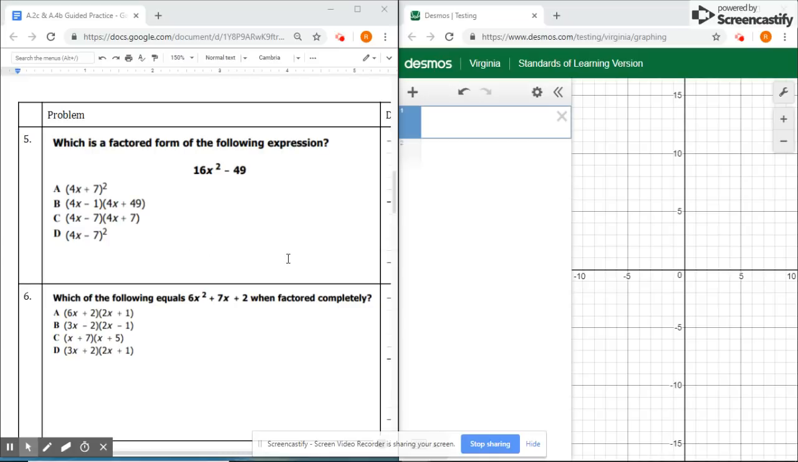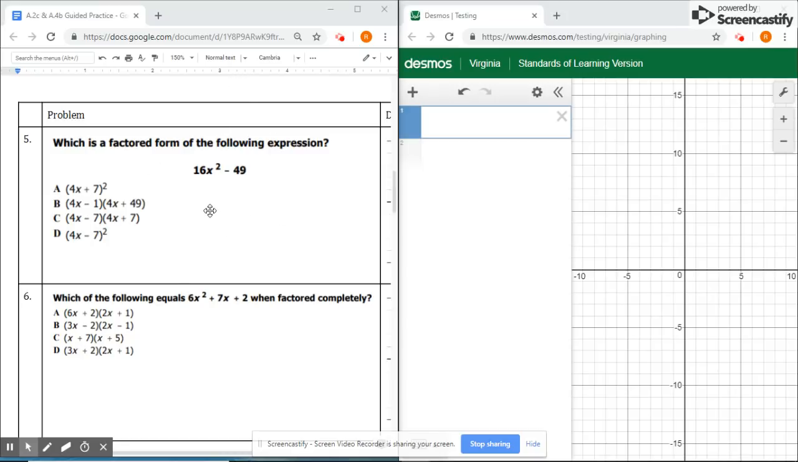This is day 6, guided practice, page number 2. We're looking at factoring and everything that we can do with factoring that they might ask us on the SQL test. We're going to look at 5, 6, 7, and 8. I'm going to skip down to number 6.